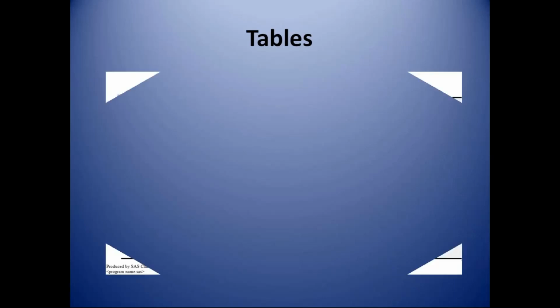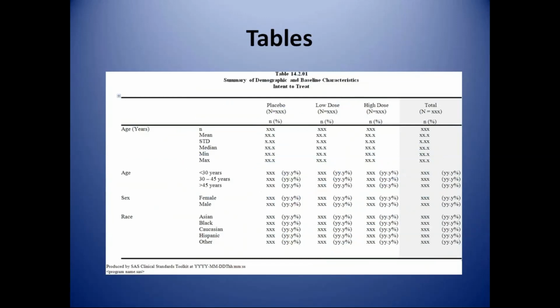Now let me show you how, by using SAS and the CDISC rules, we'll be creating the tables, listings and figures. So what are the tables? Tables are nothing but reports. They are customized reports which contain summary stats. Summary stats means statistical calculations like n, mean, median, standard deviation, minimum and maximum. So we're going to develop these kinds of reports.